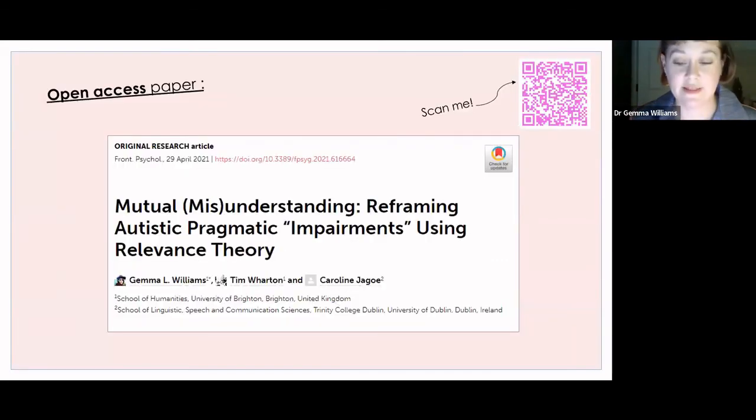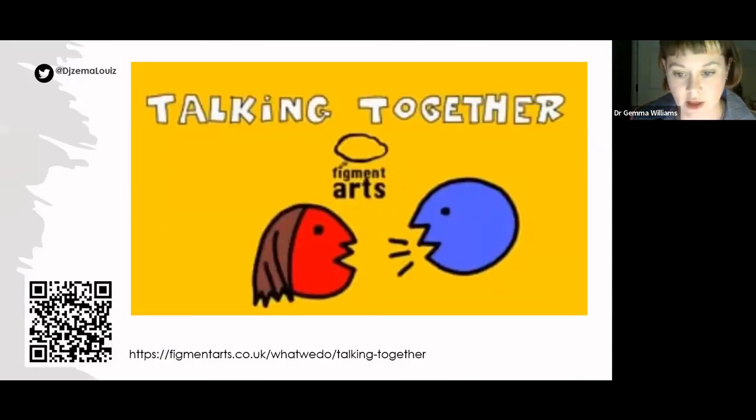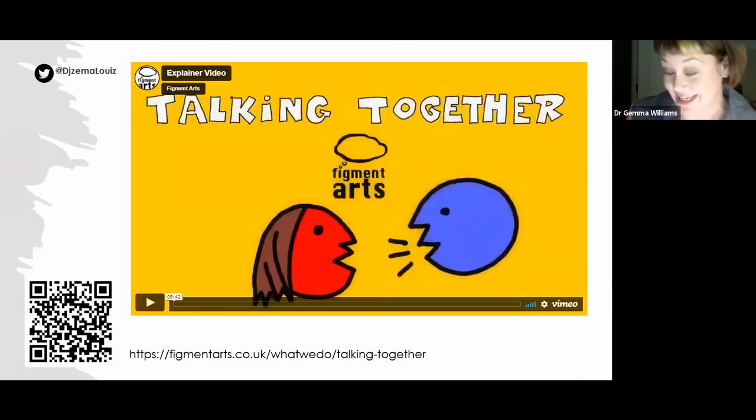So all of the findings are in this paper. You can scan the QR code or type it into Google, and there's a lot more detail about the codings and how I came up with those and what we found. There's also an explainer video, which we just released yesterday, made accessibly with some autistic artists to summarize the study. Again, QR code online. And I think that's it.